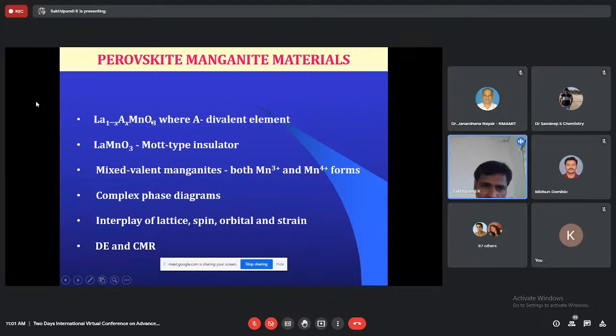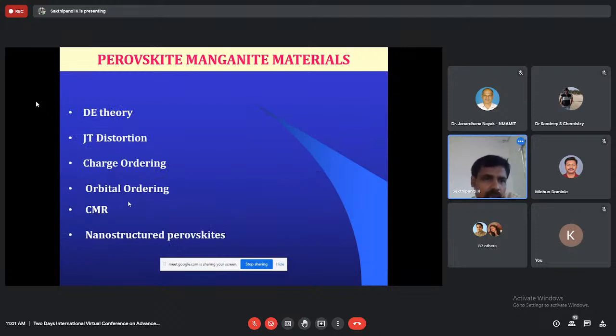So in this compound with divalent doping, the system goes to a mixed valent state. It consists of both Mn3 plus and Mn4 plus. Mn3 plus will exist with La, Mn4 plus will exist along with the A. Due to the divalent doping, it causes a complex phase diagram. So different magnetic properties can be explored by the composition of A and the temperature as well as the pressure.